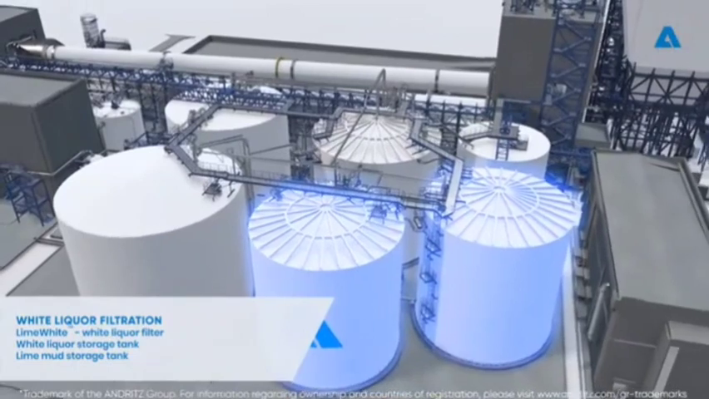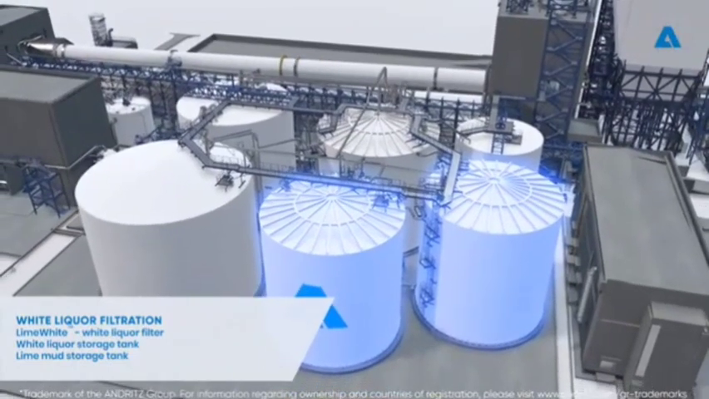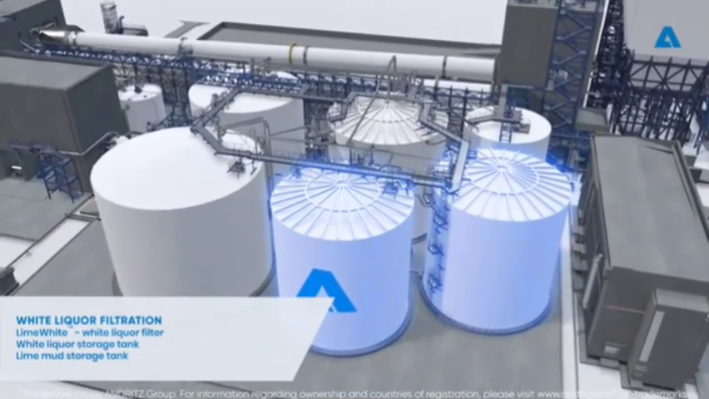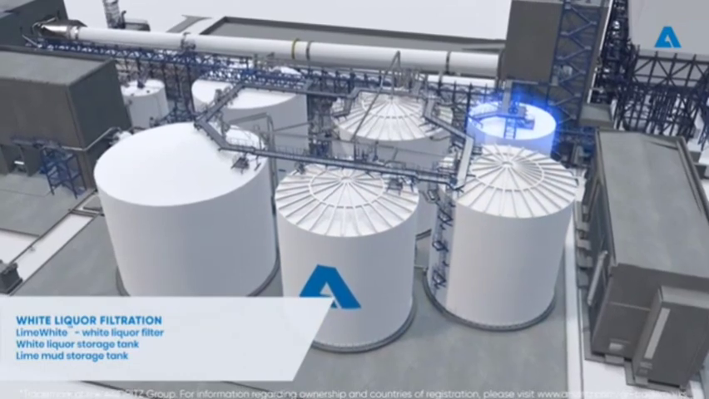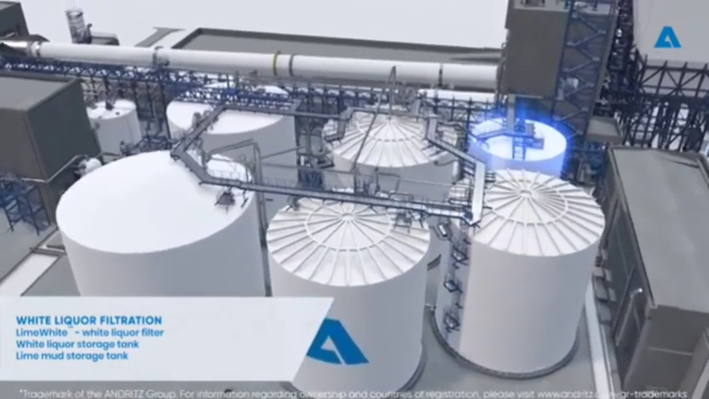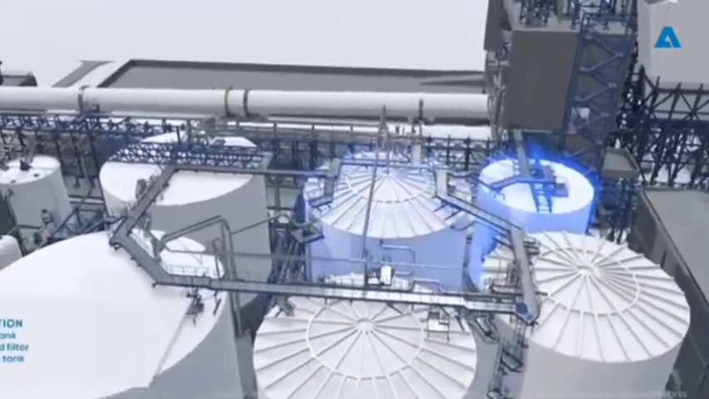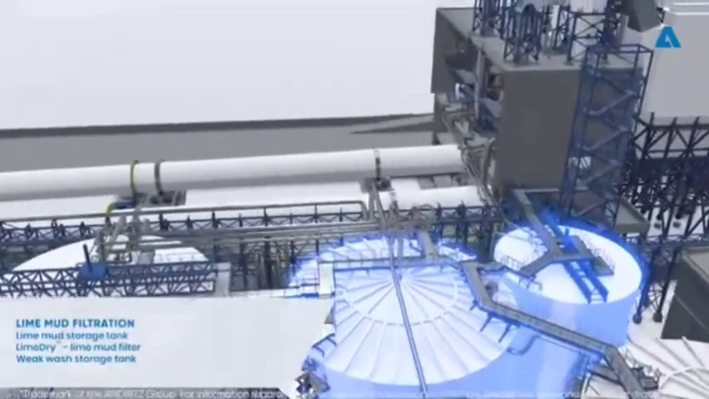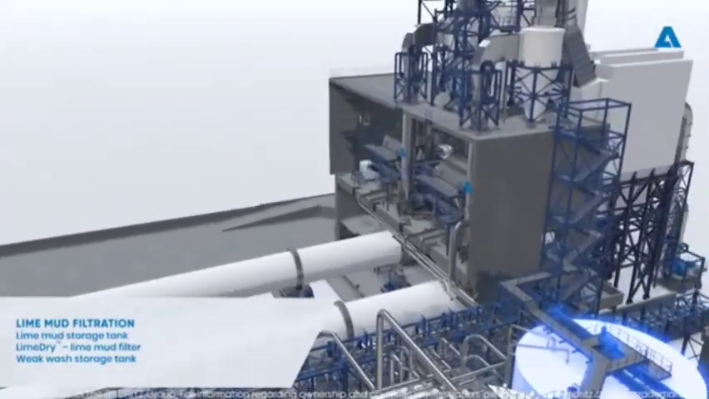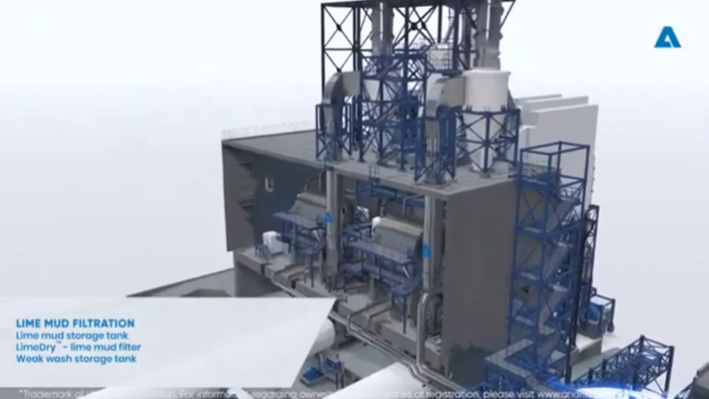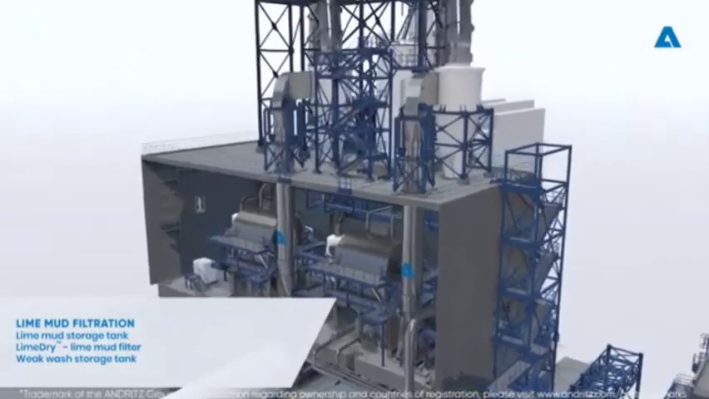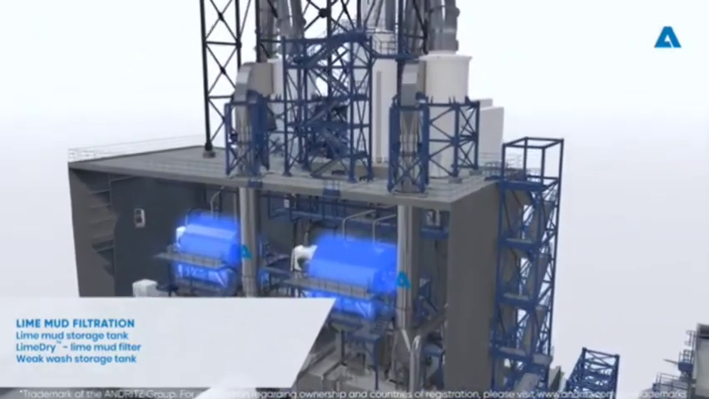Filtrated white liquor is pumped from the white liquor filter to the white liquor storage tank. Lime mud is pumped to the lime mud storage tank. The final process in the recausticizing plant is the lime mud filtration. Lime mud from the lime mud storage tank is pumped into a vacuum-type disc filter.